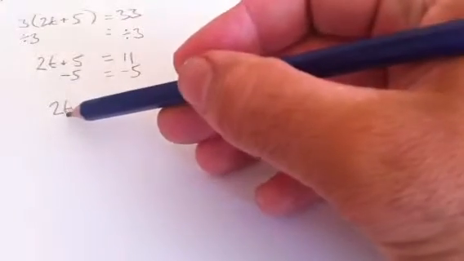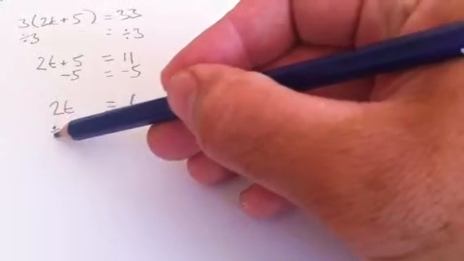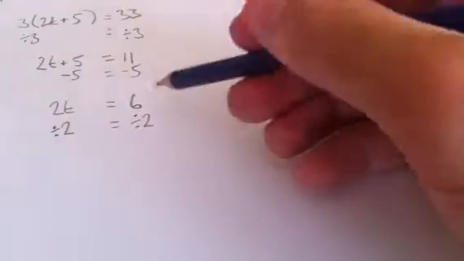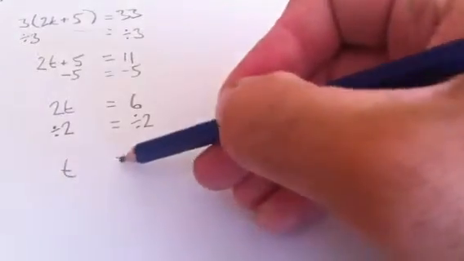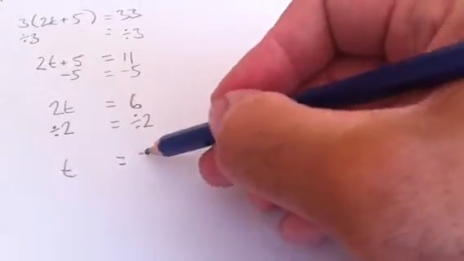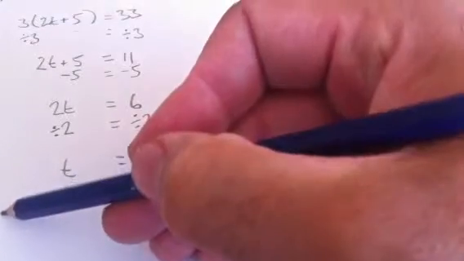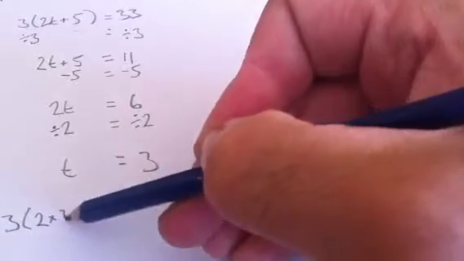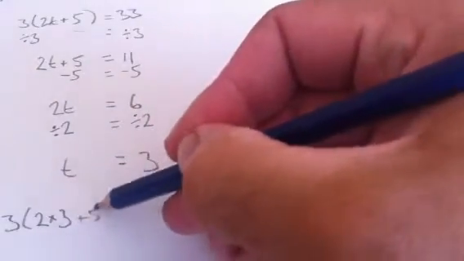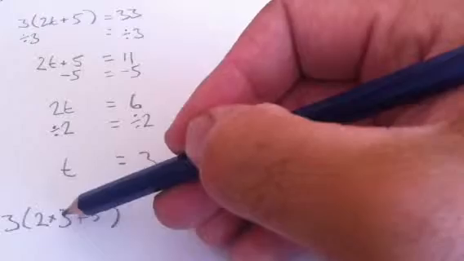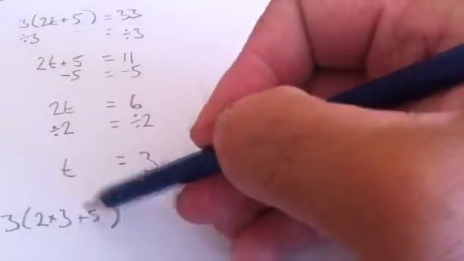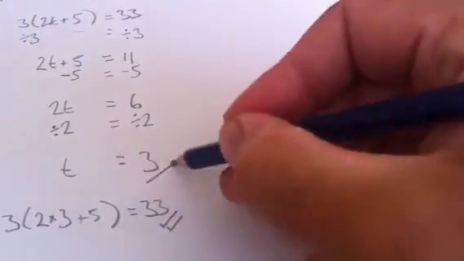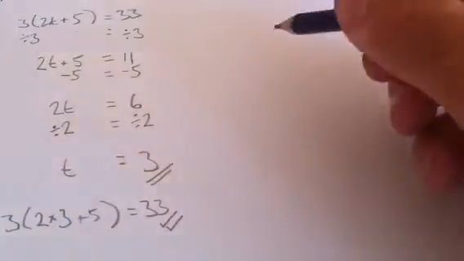Now, it's times 2 that we need to balance, so we divide by 2 to counteract that. We must also divide by 2 on the other side of the equation, leaving me with just t equals 6 divided by 2, which is 3. I can check that by substituting: 3(2 times, well, we know t is 3 now, plus 5). Well, 2 times 3 is 6, plus 5 is 11, times by 3 equals 33. So we have the correct answer of t equals 3.